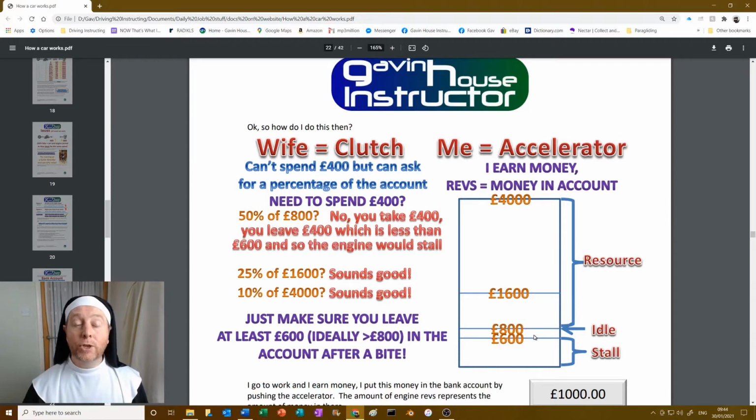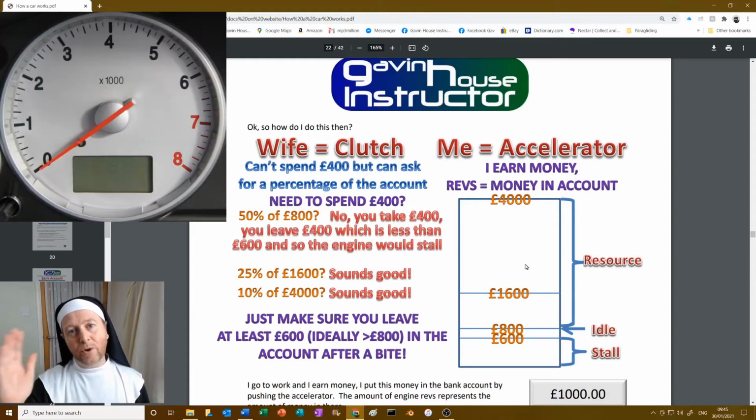So, Jeeves has got a trust fund. He said, don't worry, I will ensure that the money in the bank account never gets below 800 RPM, and if it does, I will put some extra in to get it back up to 800. Gavin goes to work and he earns money. He puts more money into the bank account. So as you push the accelerator, you put money into the bank account, and the rev counter on the engine just purely displays how much money you have in the bank account.